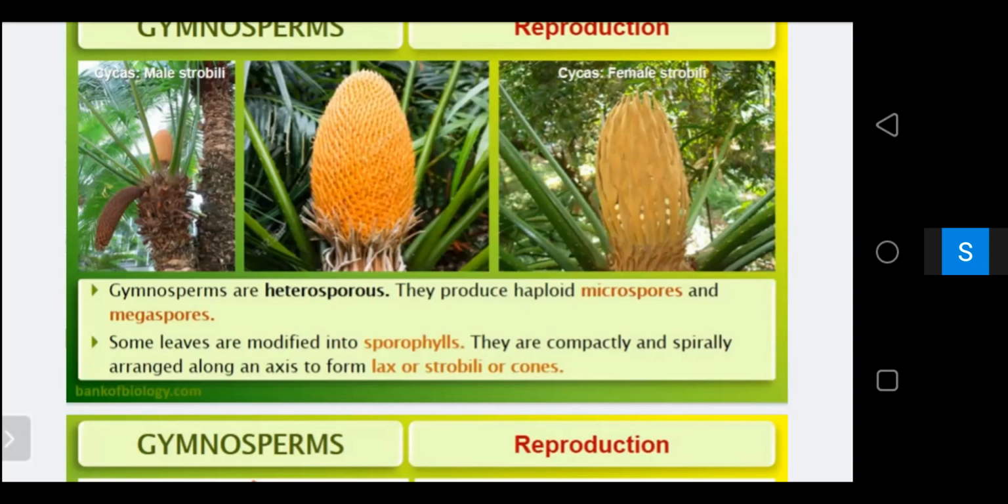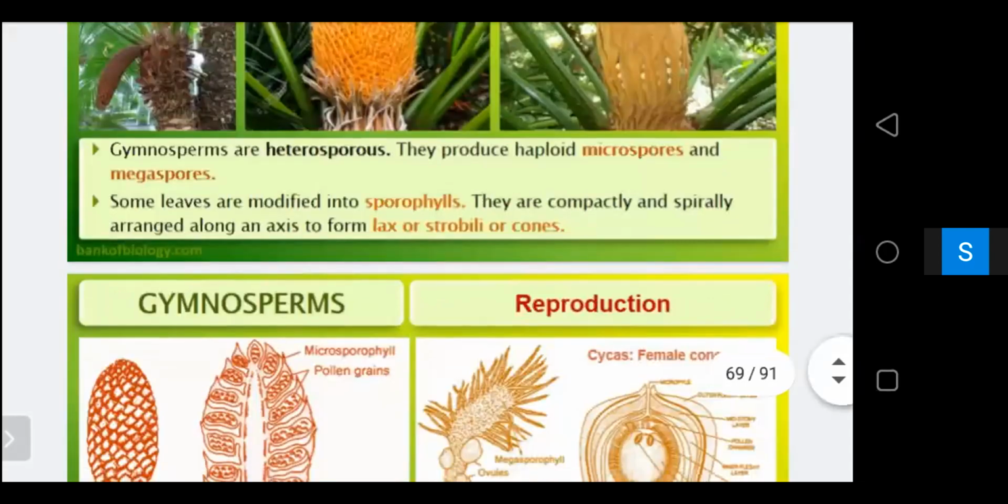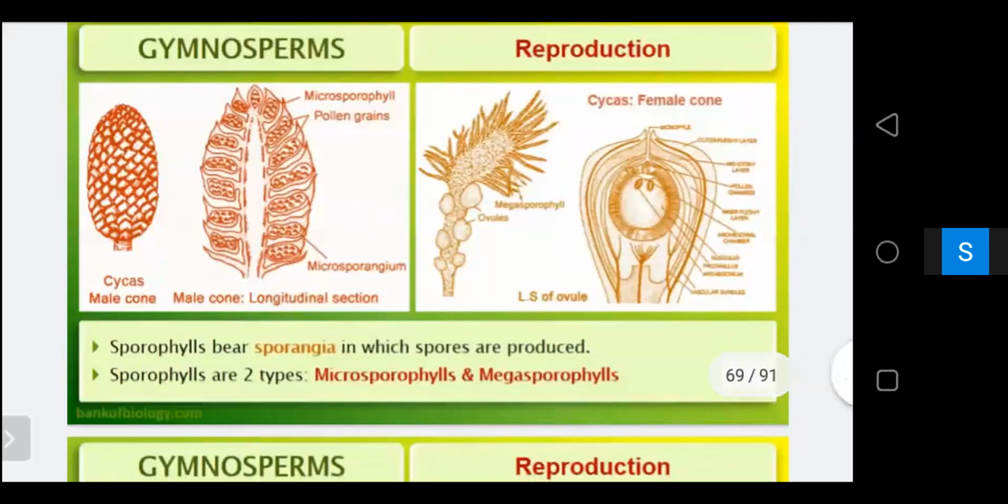The two kinds of spores are produced within the sporangia that are borne on sporophylls, because here the free living gametophyte is not there. Some leaves are modified into sporophylls, and they are compactly and spirally arranged along the axis to form a lax of strobili or cones. You can see here the sporophyll bears sporangia in which the spores are produced, and these sporophylls are of two types: microsporophylls and megasporophylls.